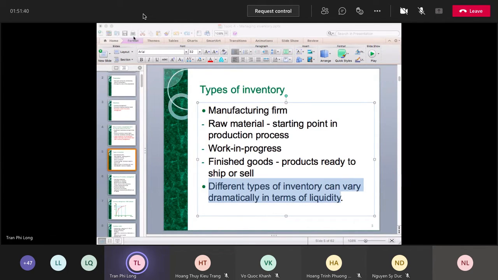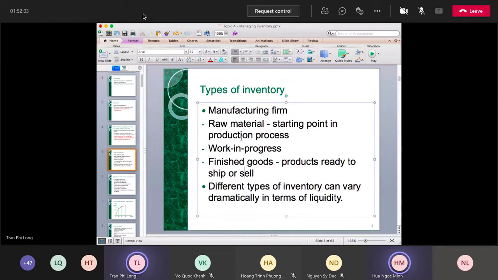Hứa Ngọc Minh, which one will be the item that have the highest liquidity? Okay, Hứa Ngọc Minh. You understand my questions? Okay. Basically, I just tell your friend that for a manufacturing firm, we have raw materials. We have the work in progress. We have the finished goods. So for the three items here, which one will have the highest liquidity?